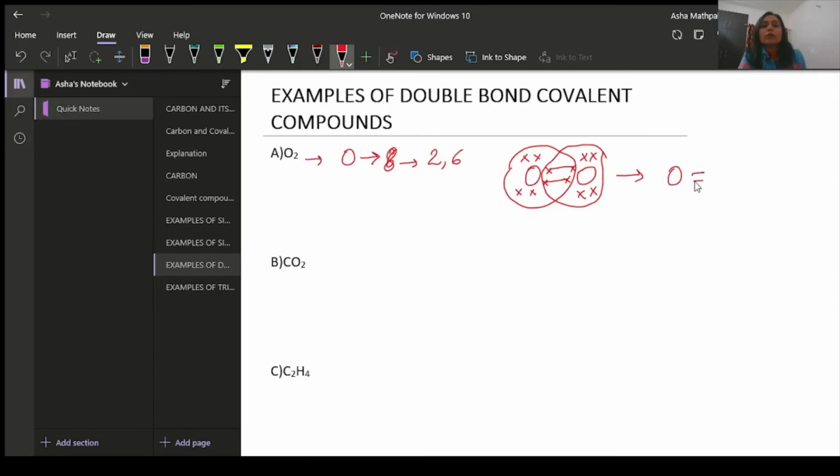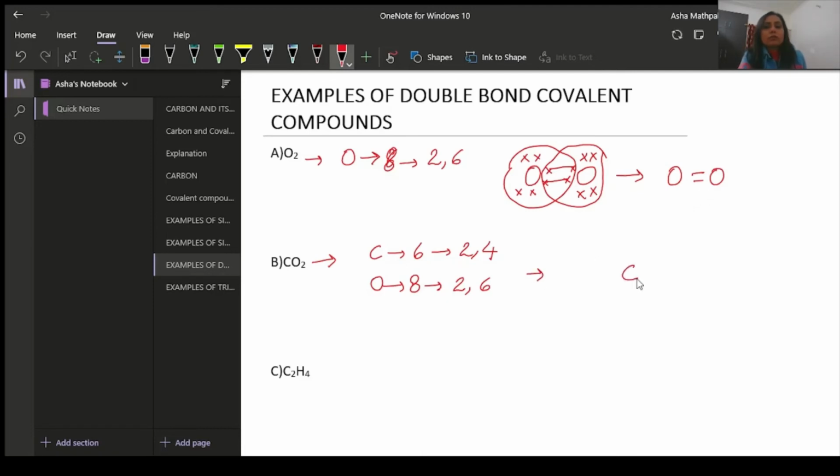So double bond O. So this is a double covalent bond compound. If you see in the case of CO2, it has 2 types of atoms, carbon and oxygen. Now carbon's atomic number is 6, so its configuration will be 2, 4. Oxygen is 8, so it will be 2, 6. Now carbon and oxygen will form a double bond among themselves.